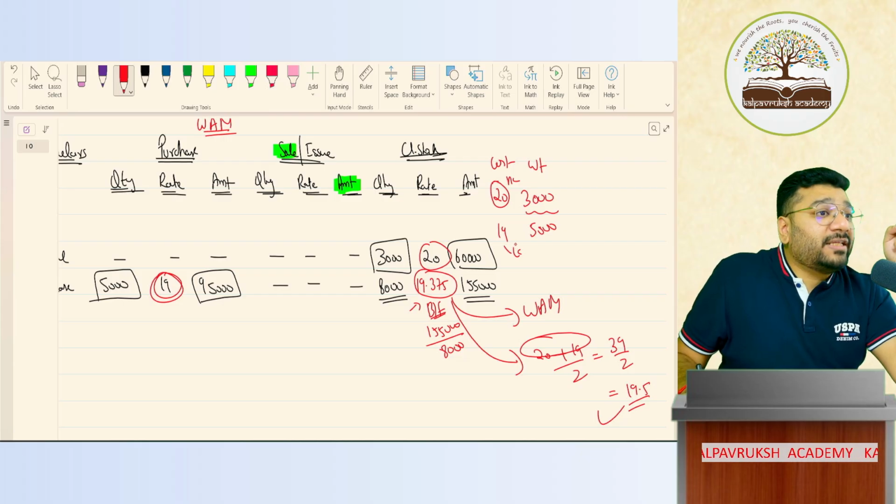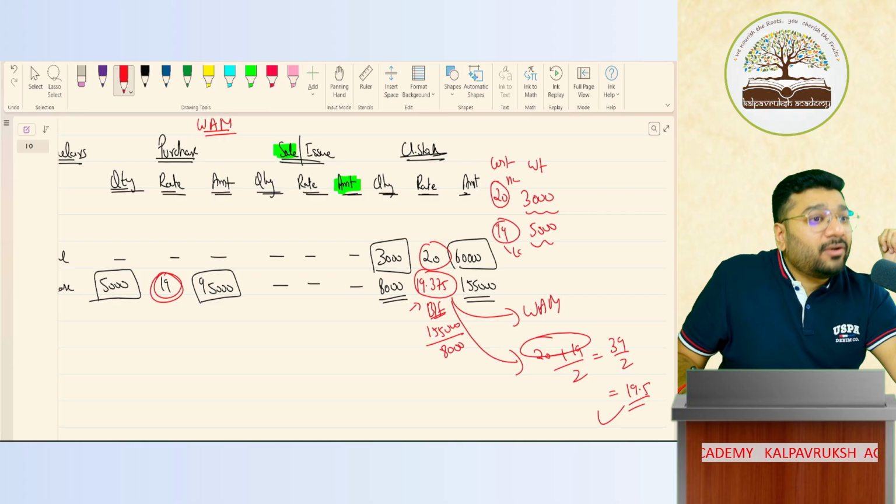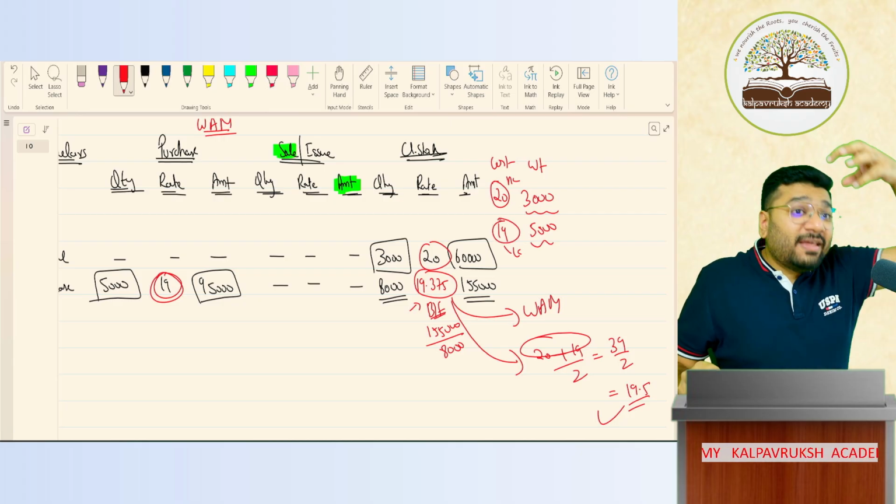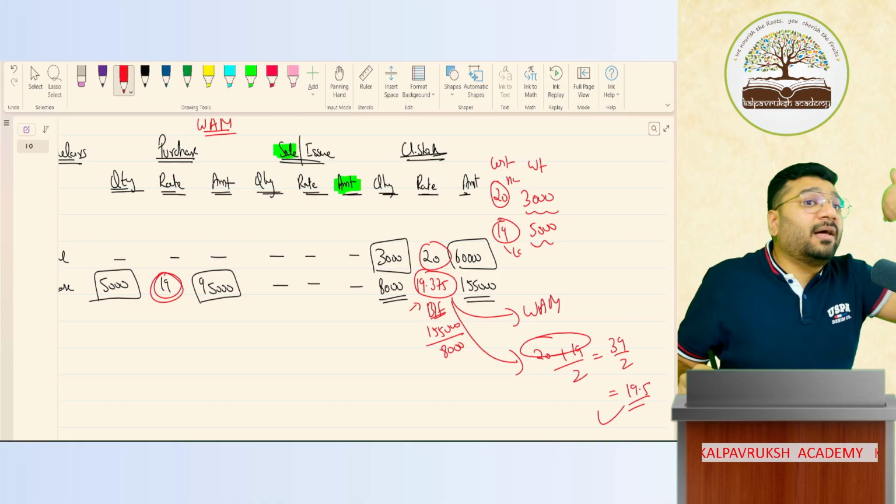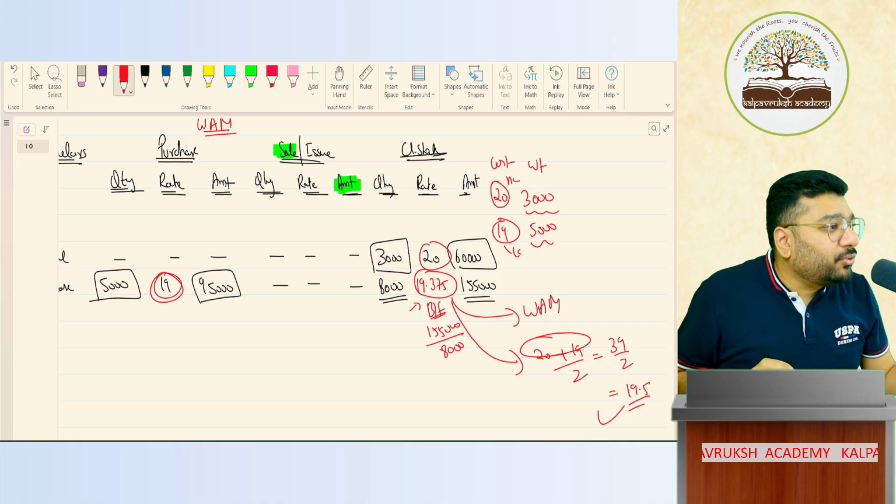So when I do weighted average, will the weighted average be more towards high or low? It will be more towards low. Got it, not got it. The low value has more weight. So when you do weighted average, it will come more towards the low value. It will not go towards the high value. Got it, not got it.